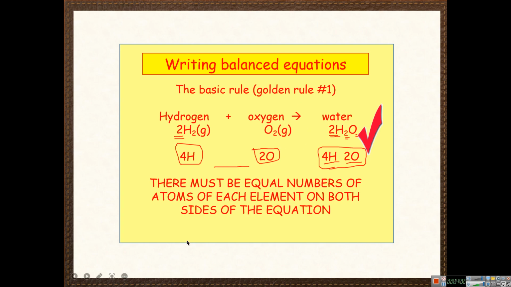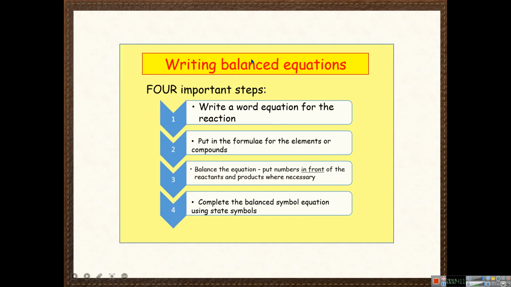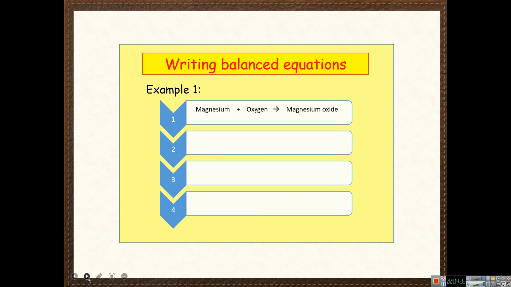So let's get back to our simulator, right? Before that, let's have some steps for how we can make this process of balancing equations easier. So first, write a word equation, then put the formula for the elements or the compounds. Balance the equation, put the number in front of the reactants and the products when necessary. Complete the balanced symbol equation using state symbols, right? So these are the 4 points that you need to remember before we go into making any balancing problem.